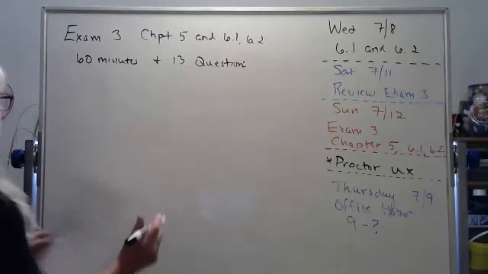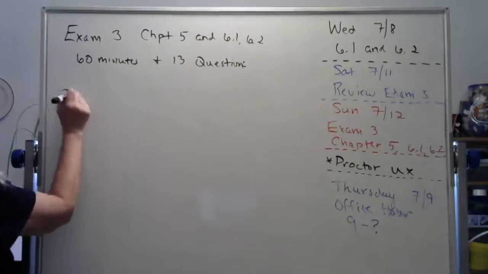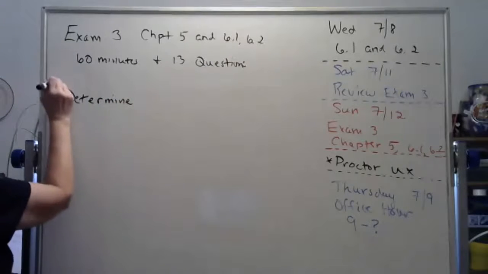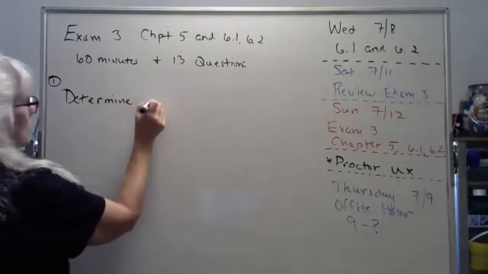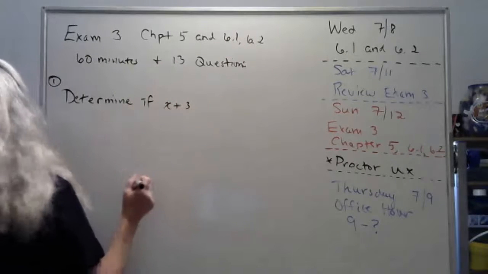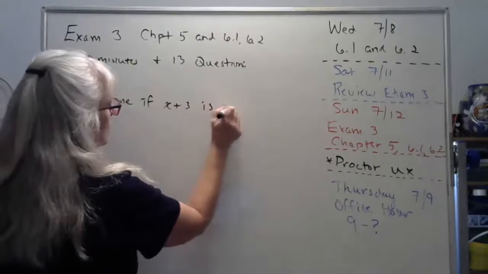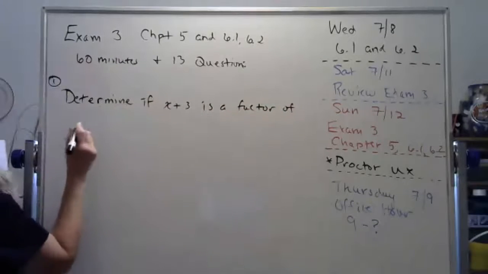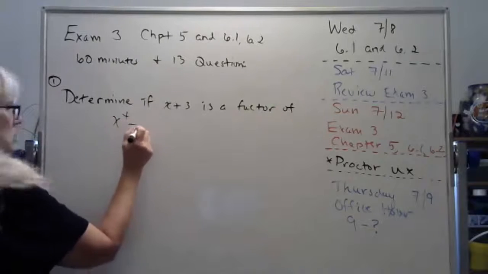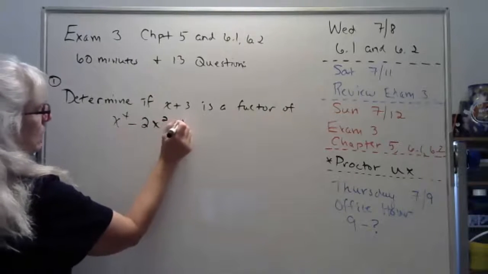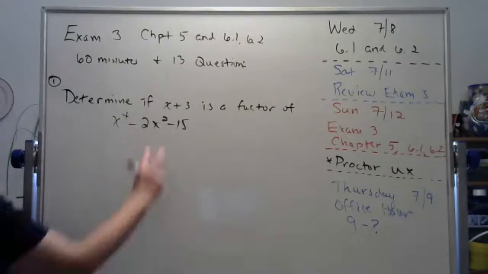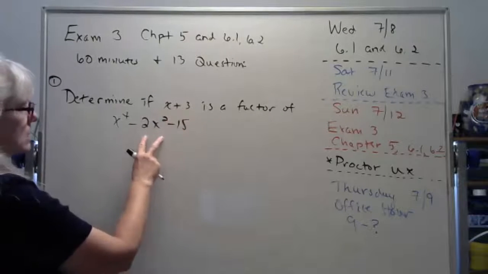So we started off by finding zeros. So our first example, I want to determine, and I would number them, but I have a feeling that I'll mess up on the numbers. We'll call it number 1. Determine if x plus 3 is a factor of x to the 4th minus 2x squared minus 15. So this goes all the way back to section 5.5, somewhere in there. So I want to know whether or not this x plus 3 quantity is a factor of this polynomial.